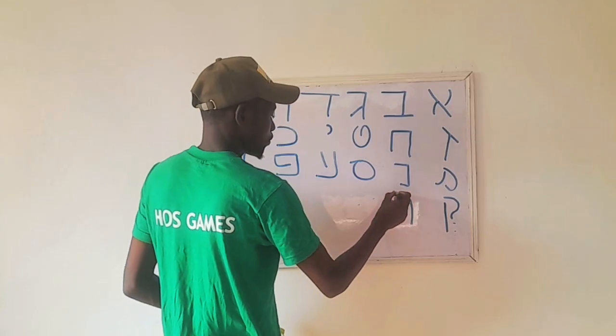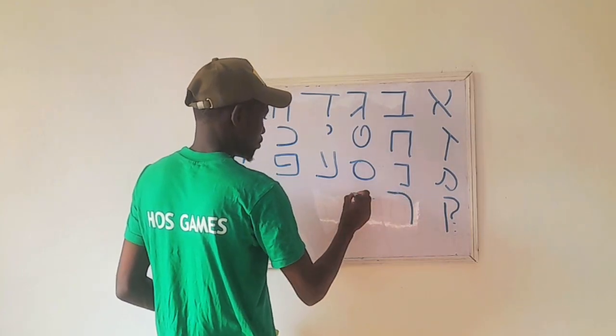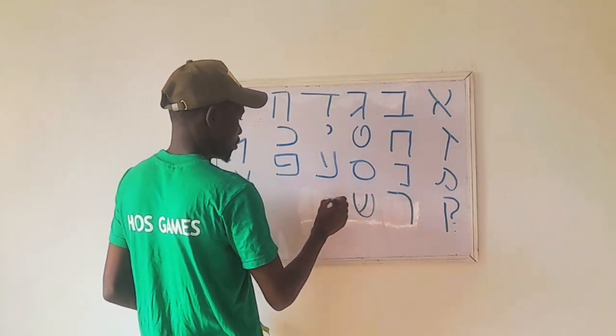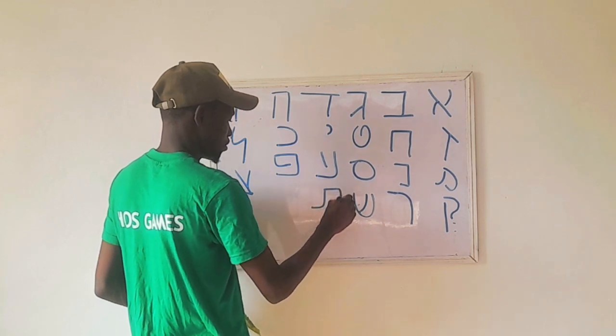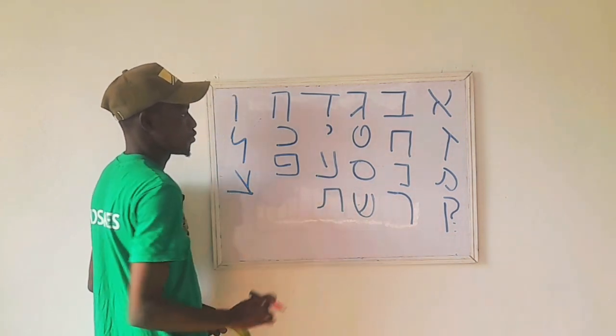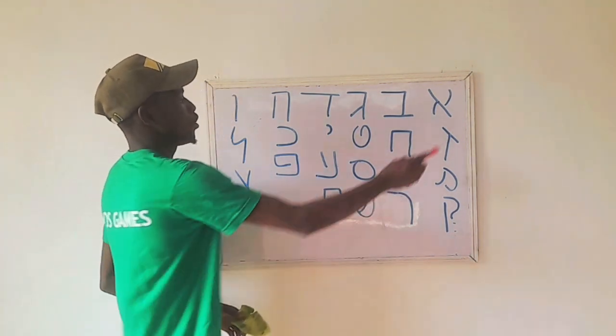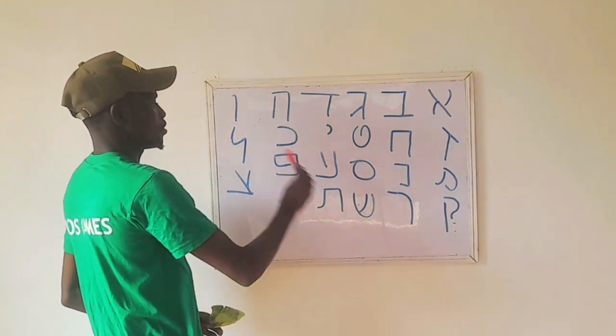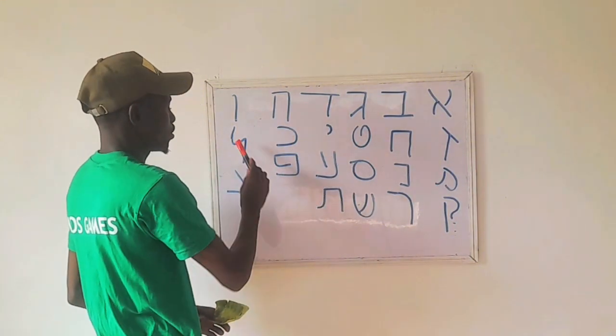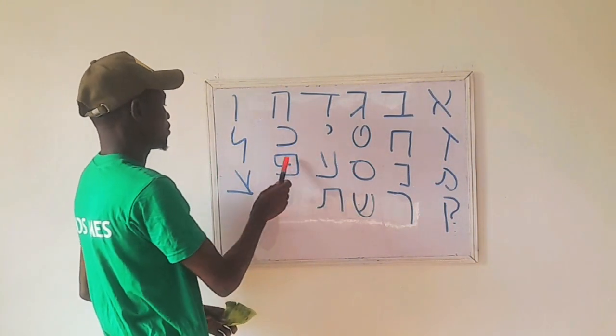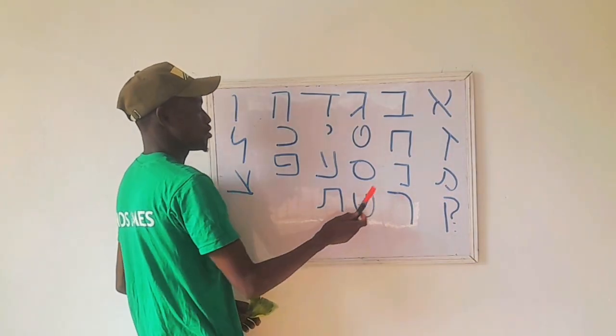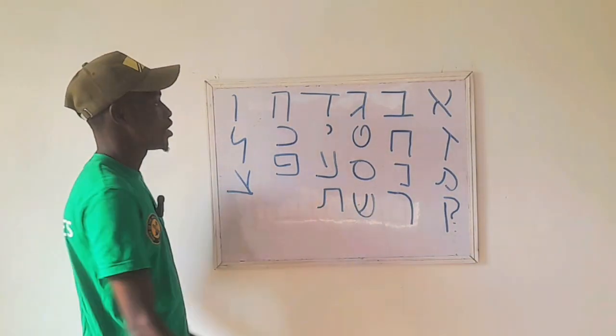Kof, Resh, Shin, and Tav. Right, so let's count again. We have 1, 2, 3, 4, 5, 6, 7, 8, 9, 10, 11, 12, 13, 14, 15, 16, 17, 18, 19, 20, 21, 22. All right, so let's go.